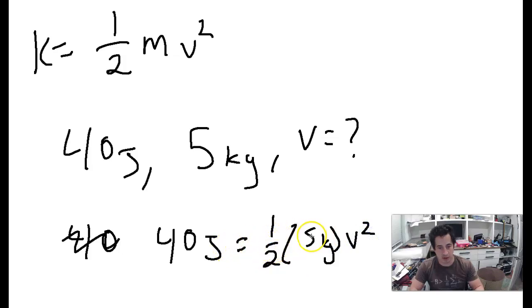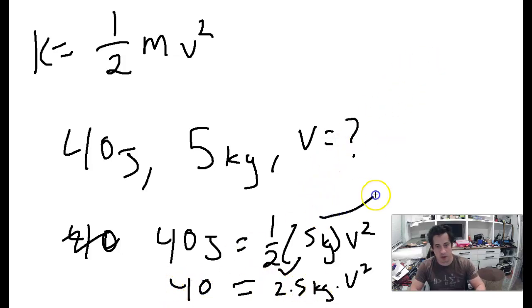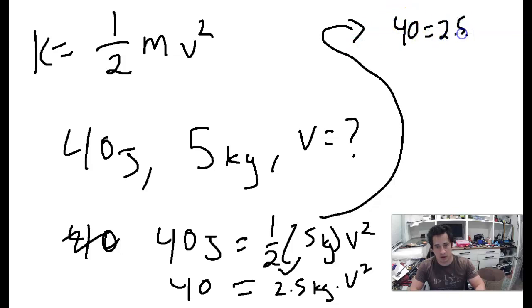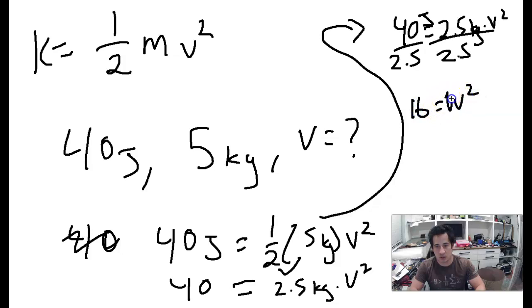So 1/2 times 5 is 2.5. This is equal to 40. We divide that 2.5 over. So 40 joules equal to 2.5 kilograms times v squared. We divide 2.5 to both sides. 40 divided by 2.5 is going to be 16, equal to v squared. We take the square root and we get a velocity equal to 4 meters per second.